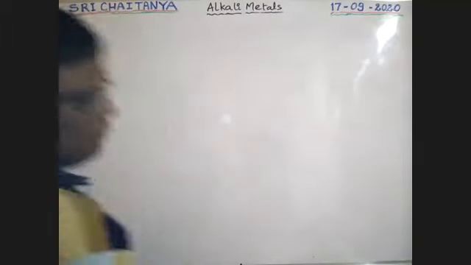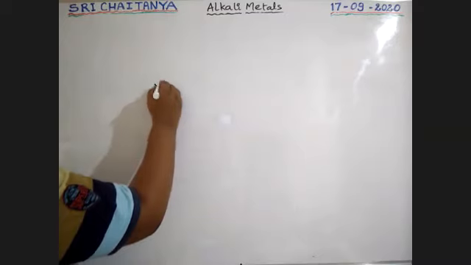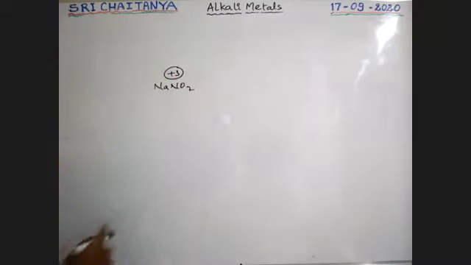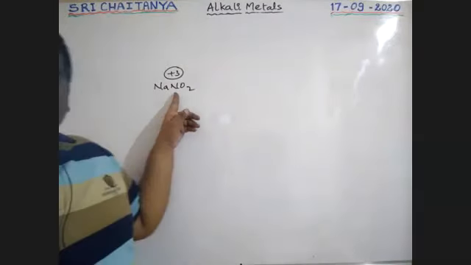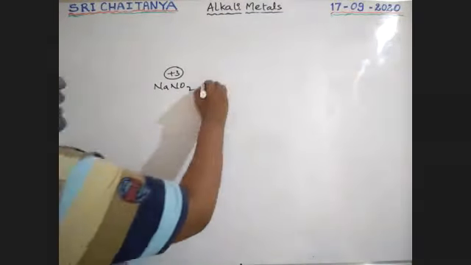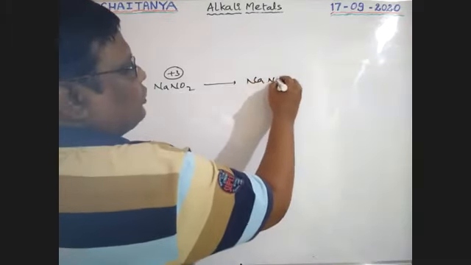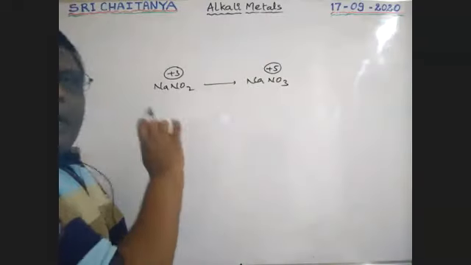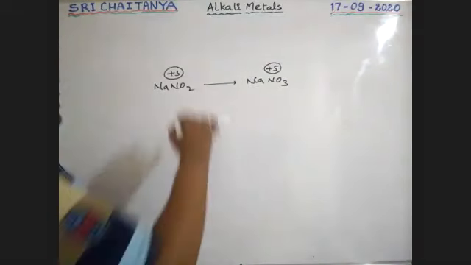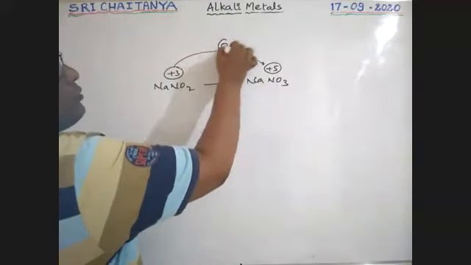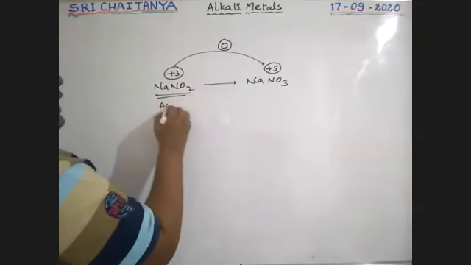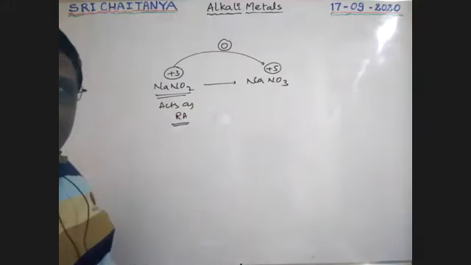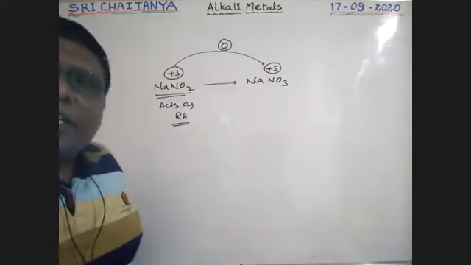See here, NaNO2. Here nitrogen is in +3 oxidation state, boys. If the product is NaNO3, there nitrogen is in +5. That means nitrite is changed to nitrate, so itself it is oxidized, therefore it acts as reducing agent. Any species that oxidizes itself acts as reducing agent.